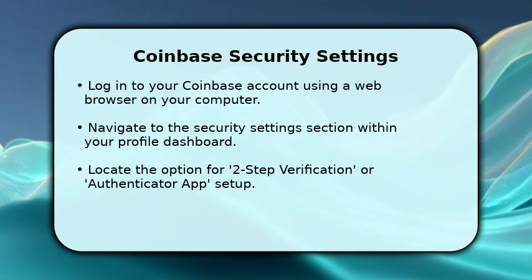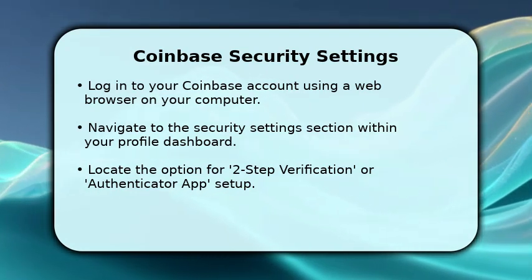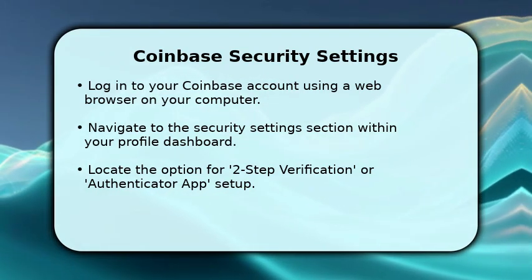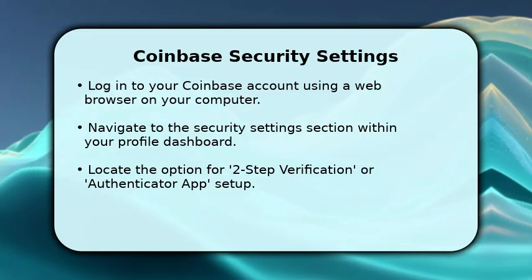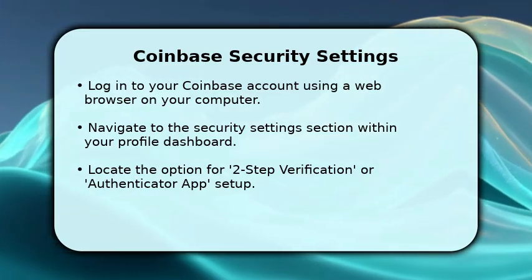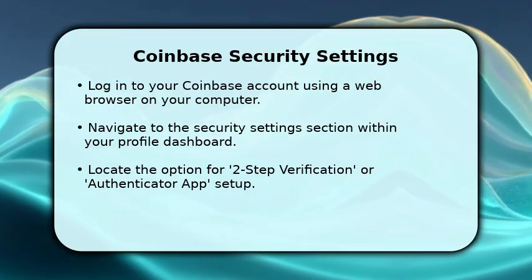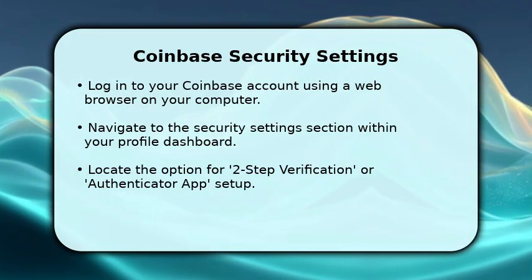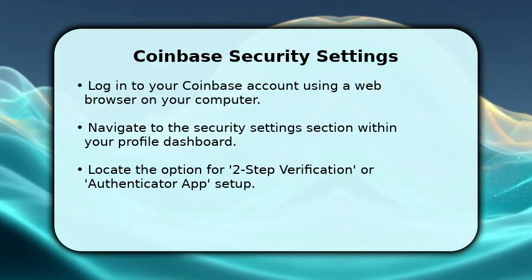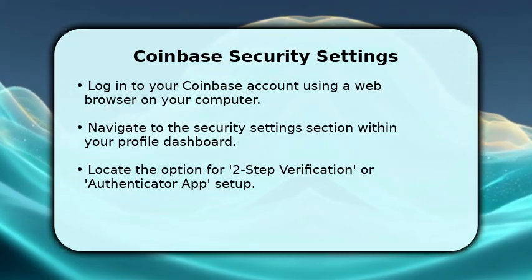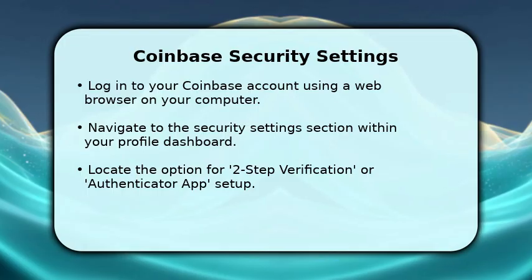To begin, open your web browser and log into your Coinbase account. Once logged in, find your profile settings, usually accessible from the top right corner. From there, navigate to the Security section. Within the Security options, you'll see a setting for two-step verification or Authenticator app. Click on this to proceed with the setup.